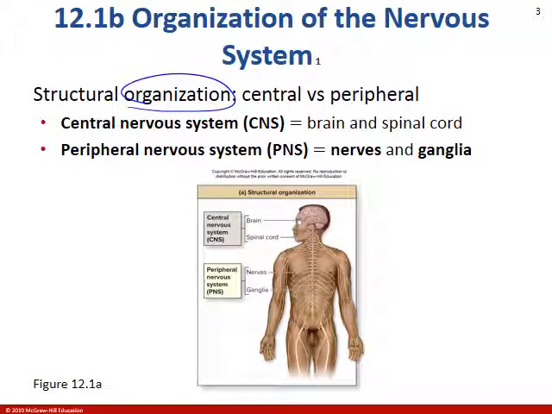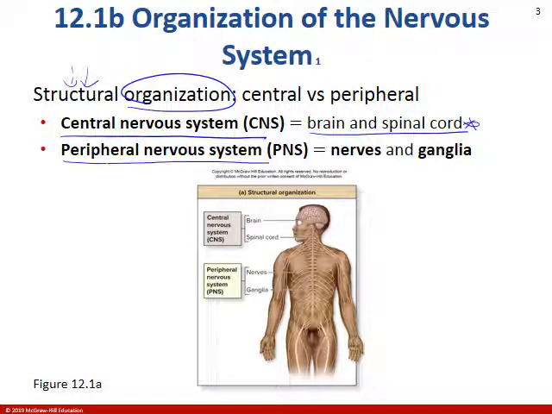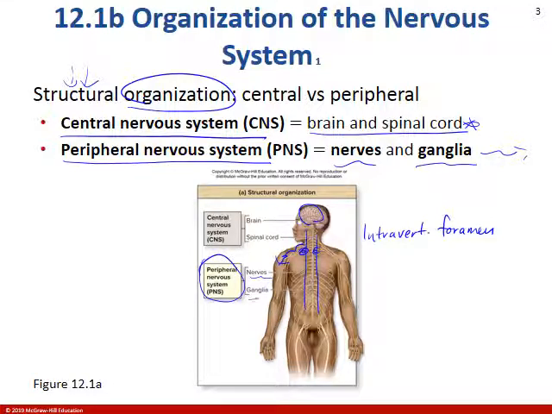If we're organizing the nervous system based on structure, we're going to divide it into the central nervous system, which is brain and spinal cord, and then the peripheral nervous system, which is everything outside of that area. So that would be nerves and ganglia, which we'll talk a little bit more about. If you remember, here's the brain, here's the spinal cord. Do you remember the intervertebral foramen? Those holes that were created between two vertebrae, well, anything past that point is now going to be peripheral nervous system. So that's going to include all of your spinal nerves and ganglia.